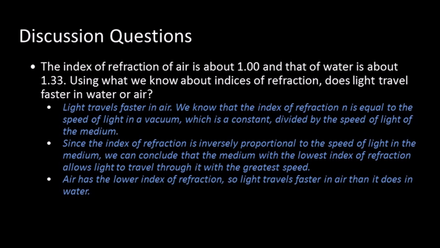We know that the index of refraction, n, is equal to the speed of light in a vacuum, which is a constant, divided by the speed of light in the medium. Since the index of refraction is inversely proportional to the speed of light in the medium, we can conclude that the medium with the lowest index of refraction allows light to travel through it with the greatest speed. Air has the lower index of refraction, so light travels faster in air than it does in water.